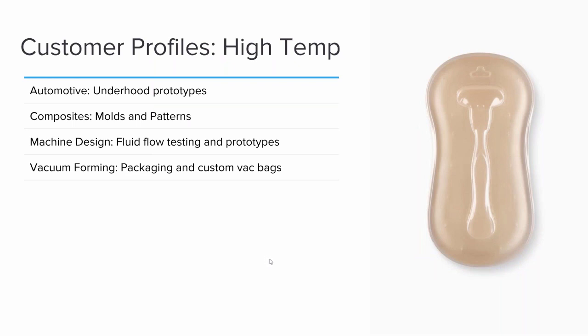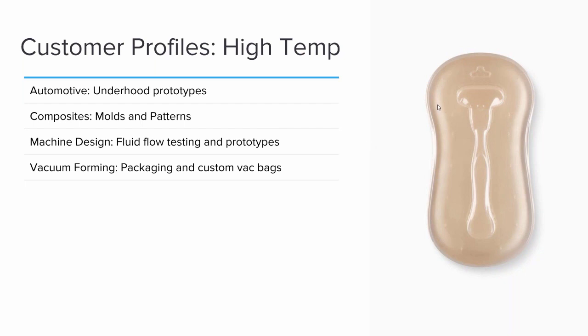Some other applications we've seen, so automotive under hood applications. I've actually seen high temperature resin bolted between an intake manifold and a carburetor on a hot rod engine with basically sensors and all sorts of data acquisition stuff interfaced into that part. So it's actually seen it run on an engine before. In composites, it can be used for making molds or patterns for making composite parts.